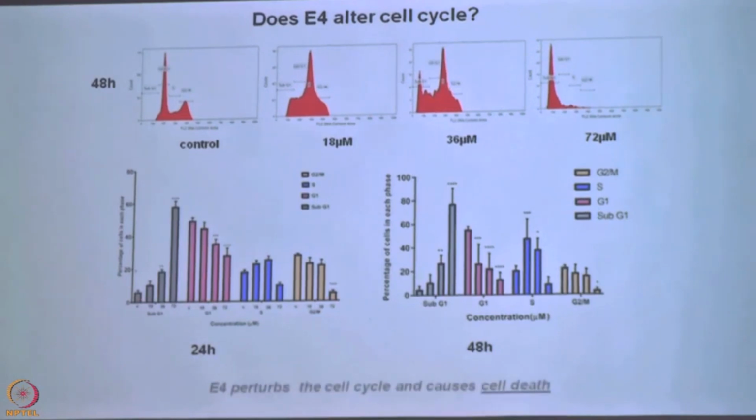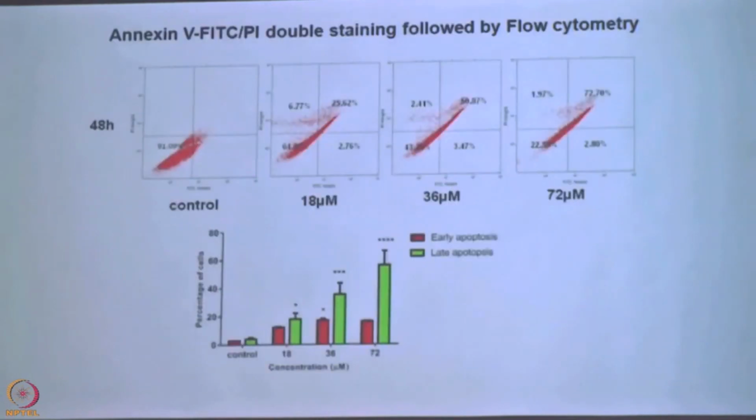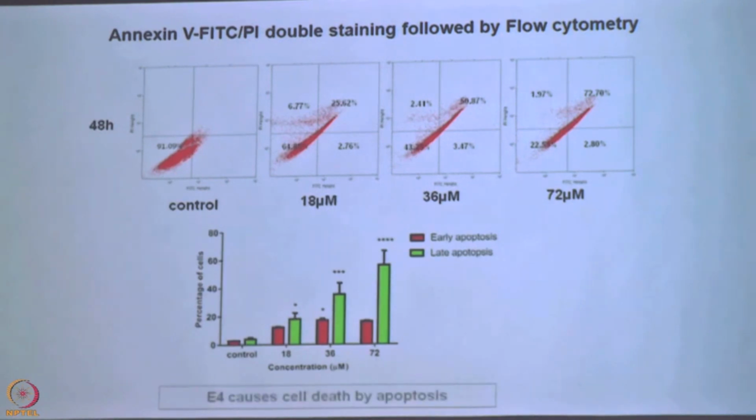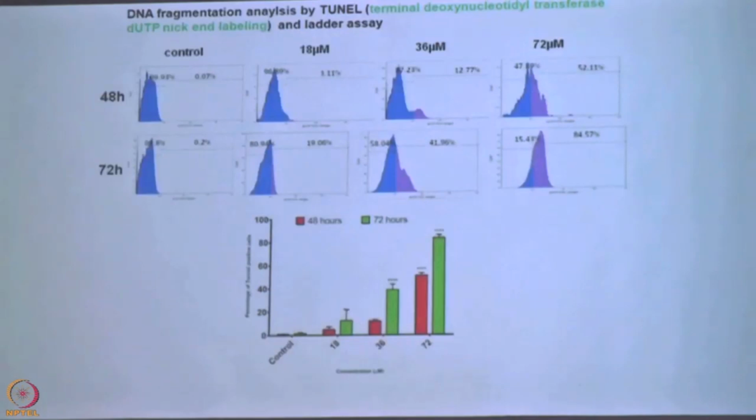So what is the conclusion? E4 perturbs the cell cycle and causes cell death. If we know this, then what should we do next? Quickly do apoptosis, and again we are showing that with increasing concentration you are able to go to late apoptosis more. So this is working in a time and dose dependent manner. You can't conclude anything more than this. Now, E4 causes cell death by apoptosis.